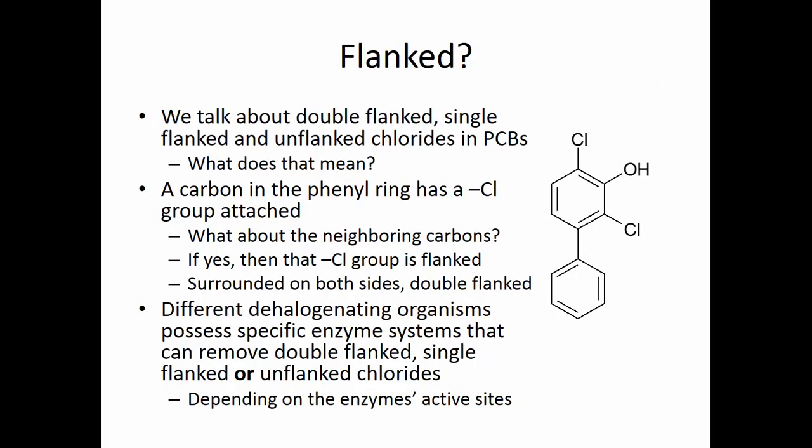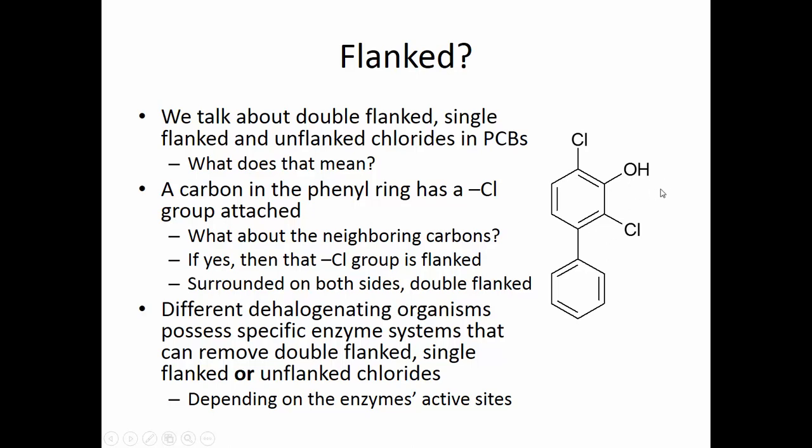And so when we talk about things that are ortho, meta, para, what does that mean? Well, certain organisms or groups of organisms will remove chlorines depending on whether they're ortho, meta, para, or flanked. And what do we mean by flanked? When we talk about flanked, it means they are attached. This is a carbon that has a chloride on it. The carbon that's flanking it, the carbon right next to it, has a hydroxide. So this chlorine is flanked by a hydroxide. A carbon in a phenyl ring may have a chlorine attached. If it's got something on the neighboring carbon, it's flanked.